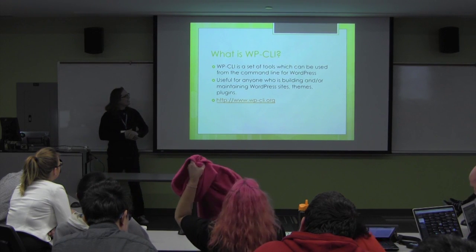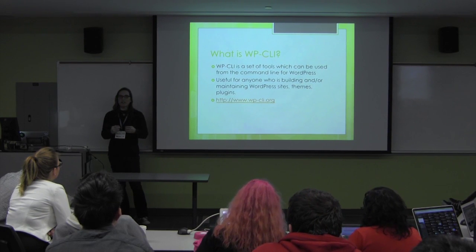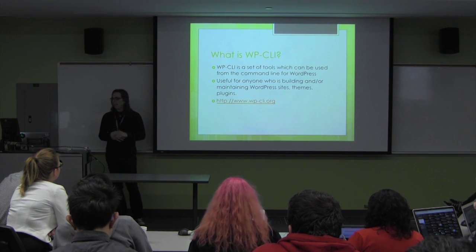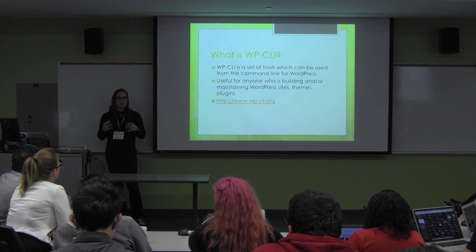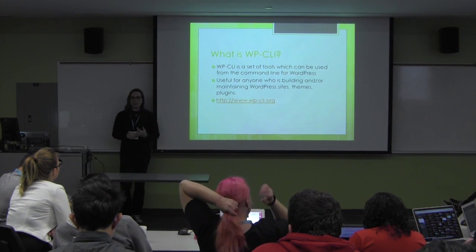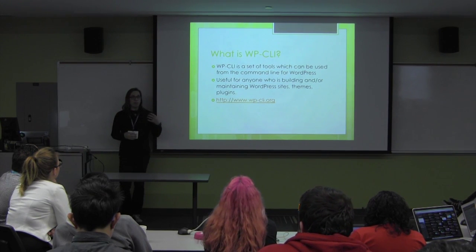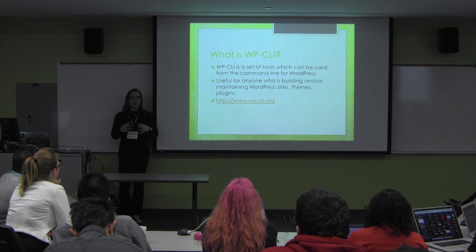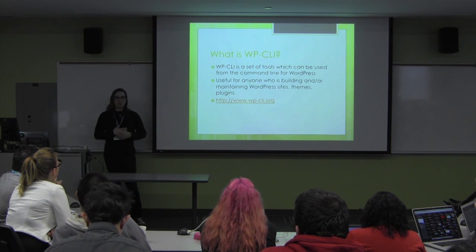So what is WP-CLI? WP-CLI is a set of commands. It's a set of tools that you can run at the command line to do a ton of stuff within WordPress. It's useful for anybody who does a lot of things with WordPress, things they could automate to be faster, like bringing up a theme or an actual site, or anything that requires a lot of clicking and downloading and messing around. WP-CLI can do it in very short steps.